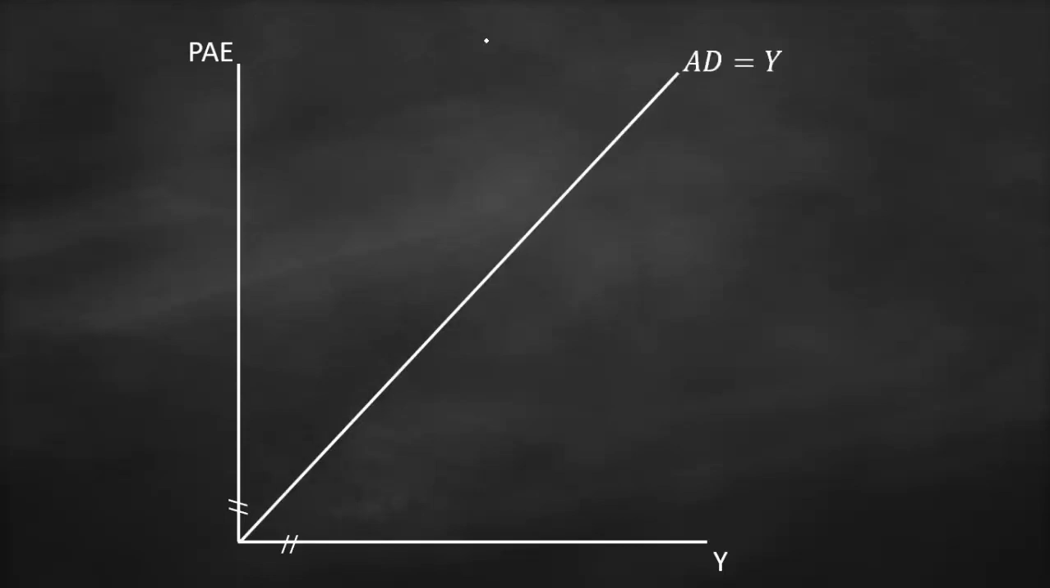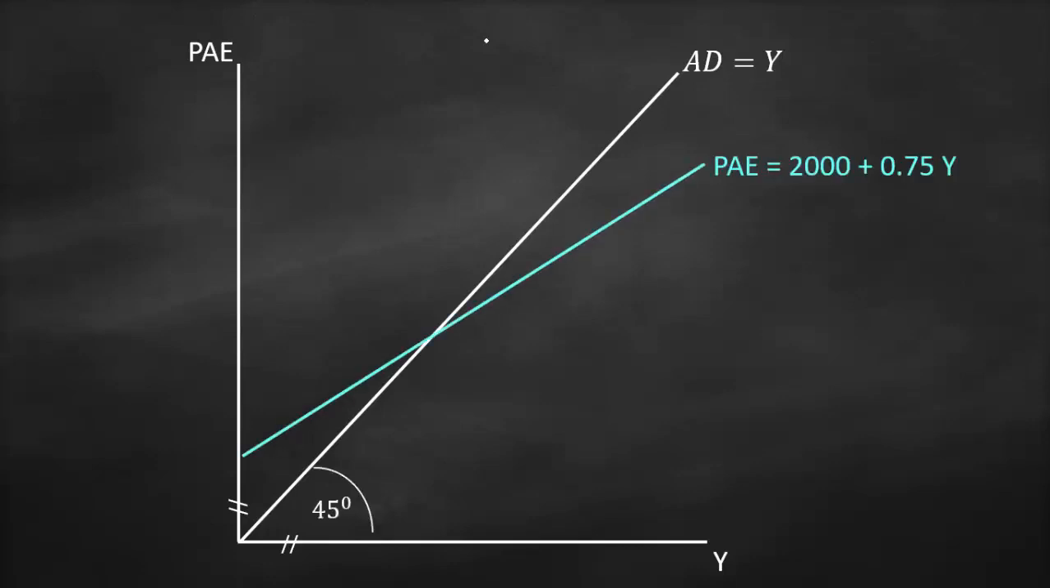So let's do it. This is our x-axis, which is Y. We put two dashes because we don't start from 0. And this is our y-axis, which is our planned aggregate expenditure. We put two dashes because we don't start from 0. This is our 45-degree line where our output is equal to aggregate demand, and that's why we draw it as a 45-degree line. And this is our original planned aggregate expenditure, which is equal to 2,000 plus 0.7Y.